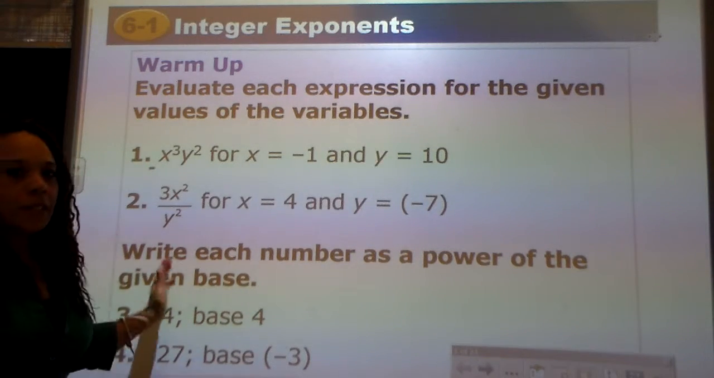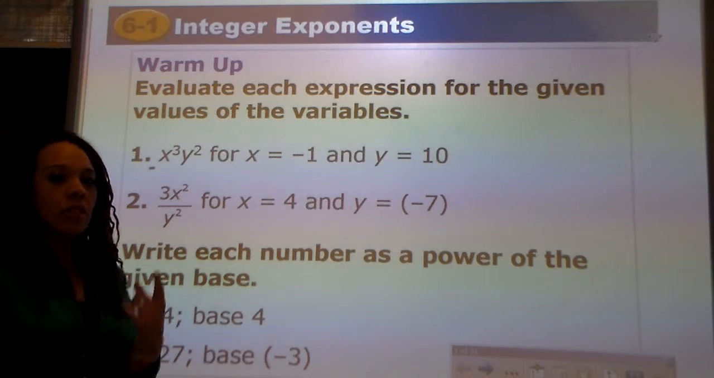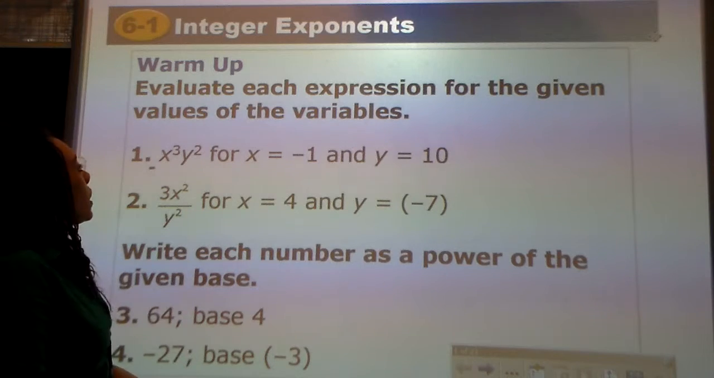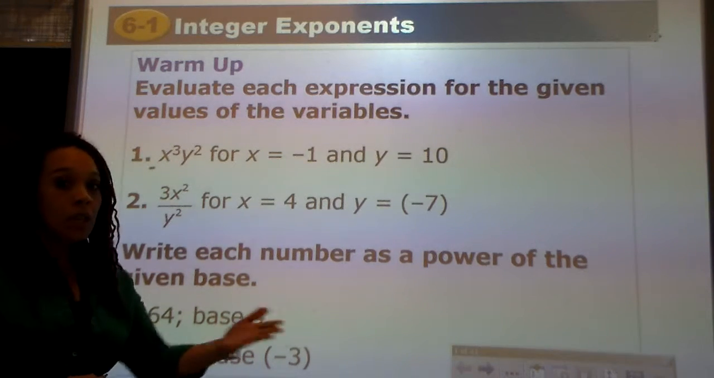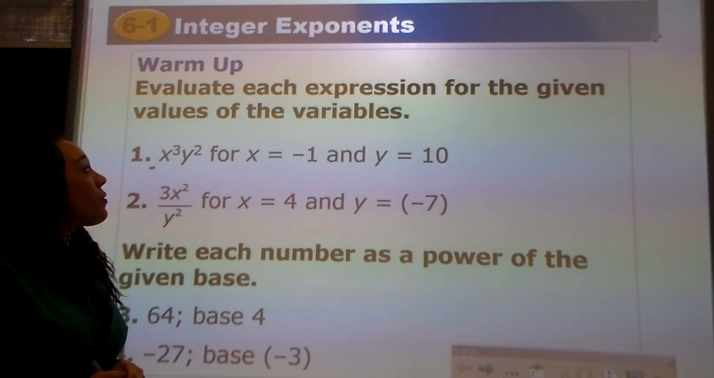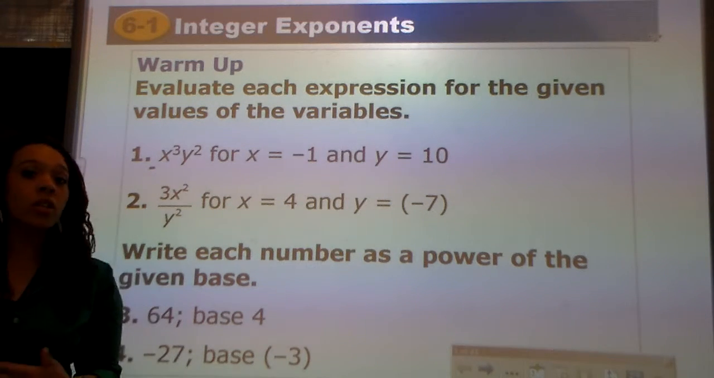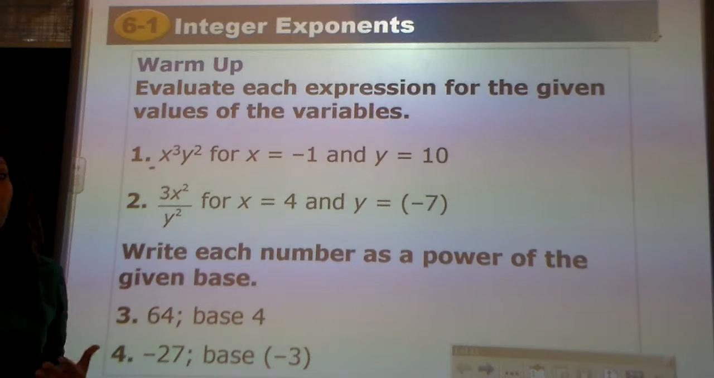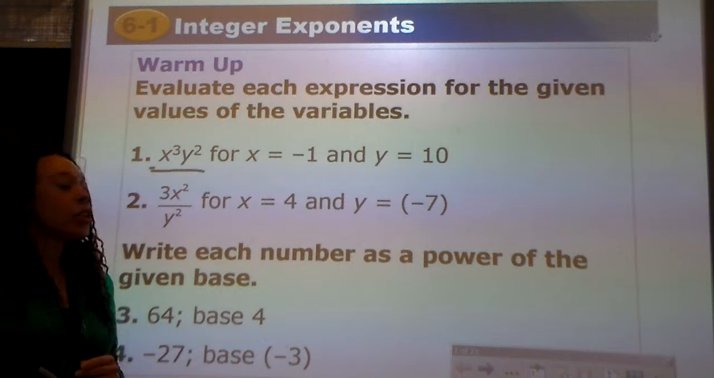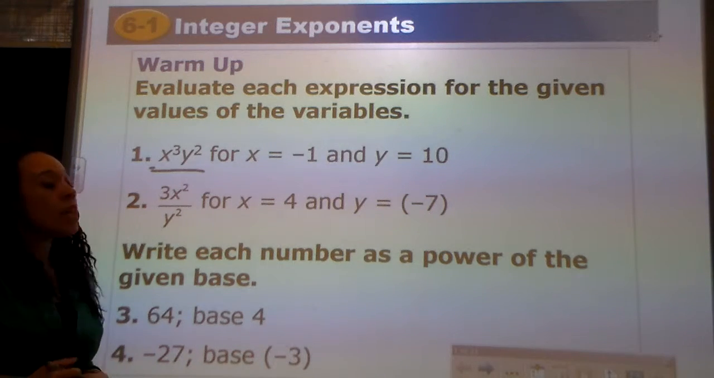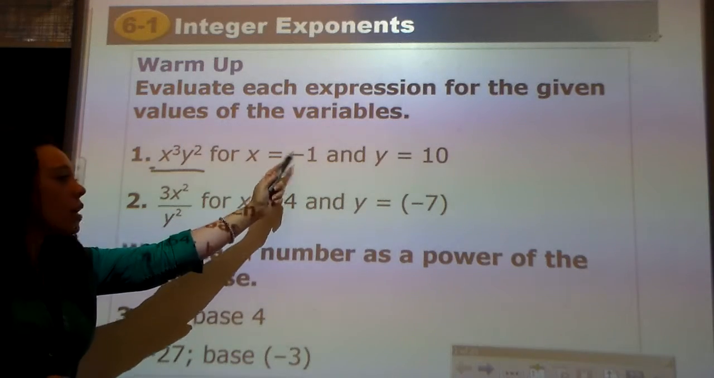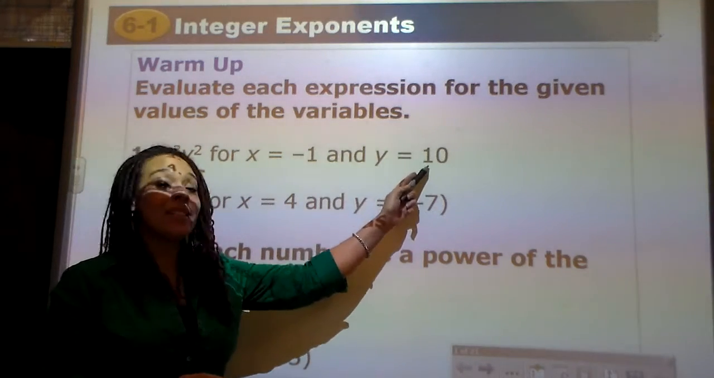Okay, so our first slide in our presentation, Station 1, for this week's Integer Exponent Chapter 6 work in Algebra and both Liberal Arts, says here, evaluate each expression for the given values of the variables. This is actually quite easy, and again, it is our warm-up. So what they do is they give us a term. Here, it's x to the third times y to the second, and they tell us to evaluate for x when it's -1, and y when it's 10.